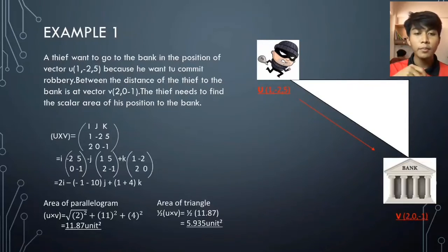The magnitude of u multiplied by v equals the square root of 2 squared plus 11 squared plus 4 squared, which equals 11.87 unit square. And also the area of the triangle: the magnitude of u multiplied by v times 1 over 2, 11.87, equals 5.93 unit square. That is all from me.